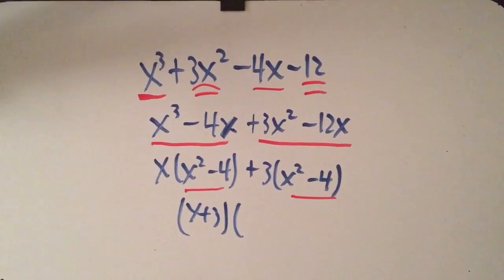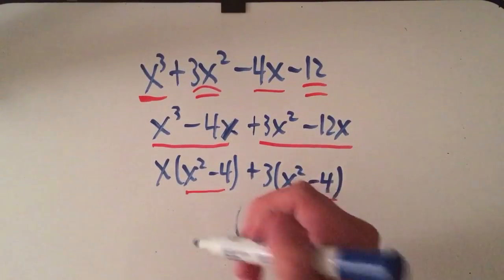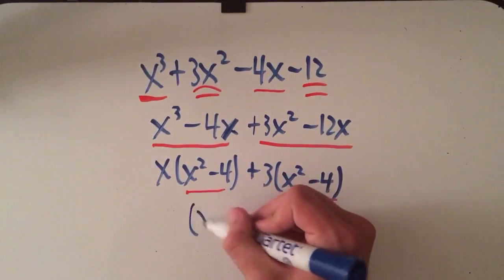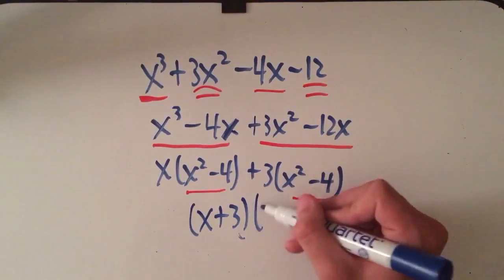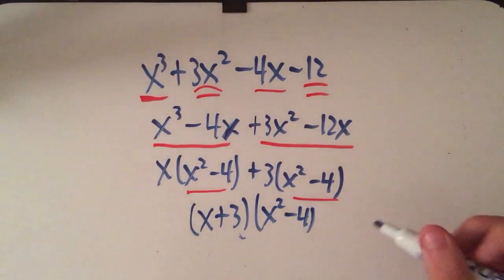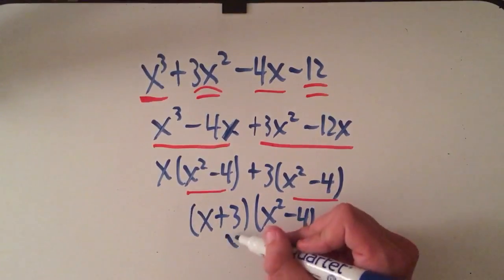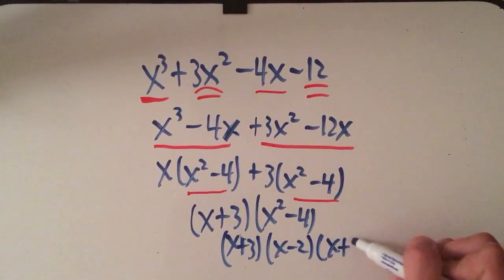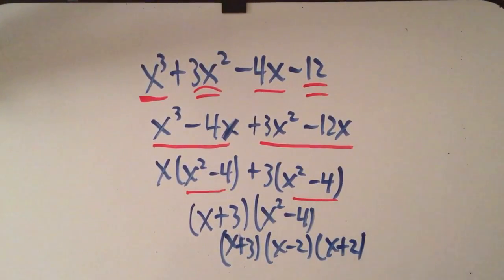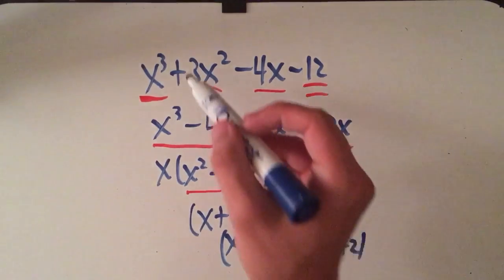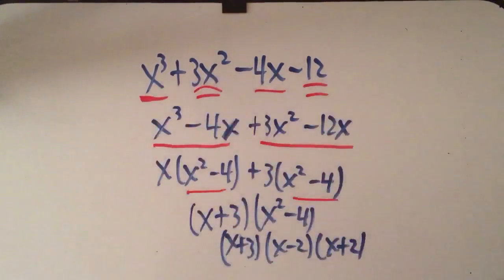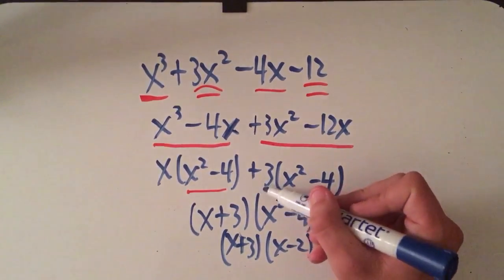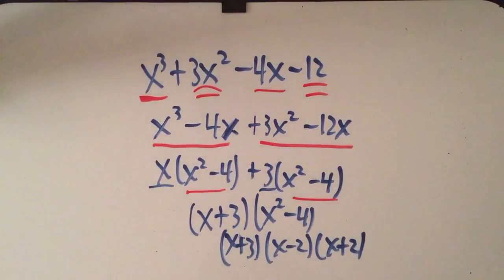So we got x plus 3. Let me rewrite that one. We have, like I said, x plus 3, x squared minus 4, which will get you x plus 3, x minus 2, x plus 2. And yeah, that's pretty much it. This one's a pretty simple one. Basically, you just want to group them, and then factor out each one individually, and then put these two together and those two together, and there you go.